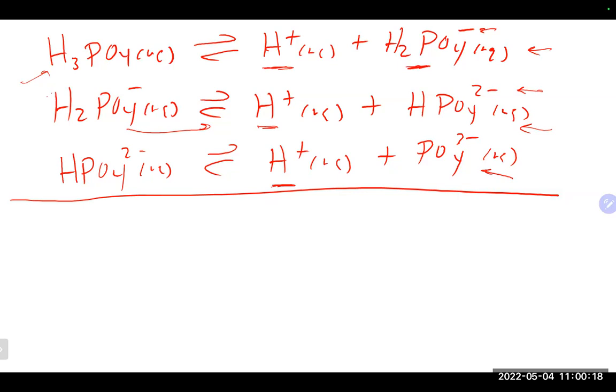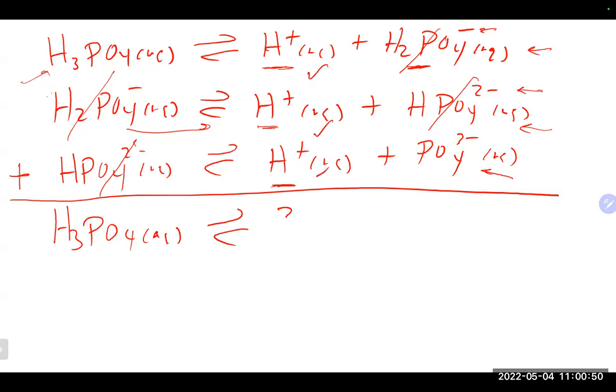It's important to remember that although what we look at in this sort of class and most classes is the overall reaction, we get the overall reaction by just adding all three of these together. Anything that is the same on opposite sides of the arrow would cancel. So this guy would cancel, this guy would cancel, and what you're left with is what we look at in a class like this, which is just the overall reaction: H3PO4 on the left, 1, 2, 3 H pluses that came off, and we're left with phosphate.